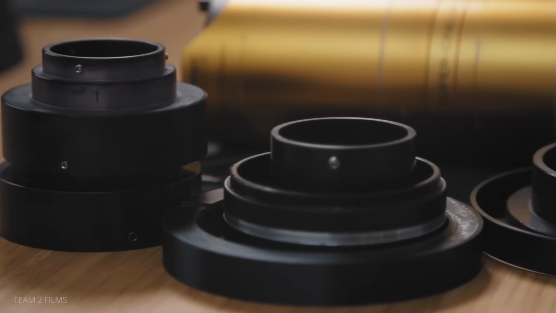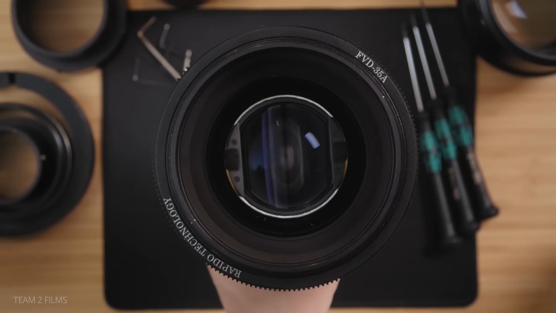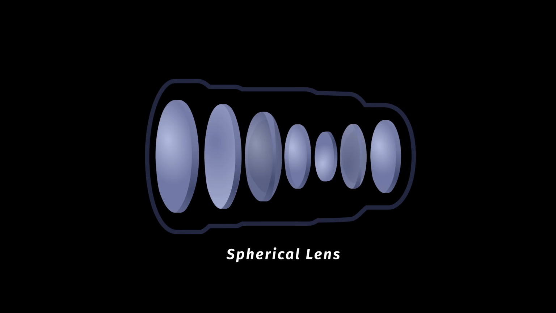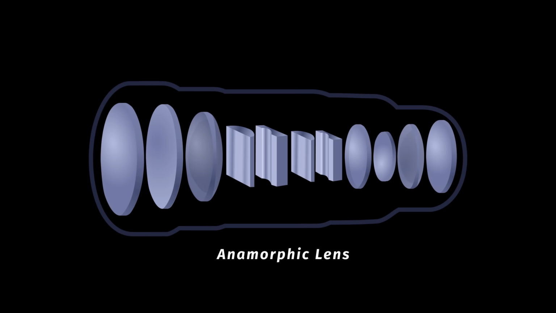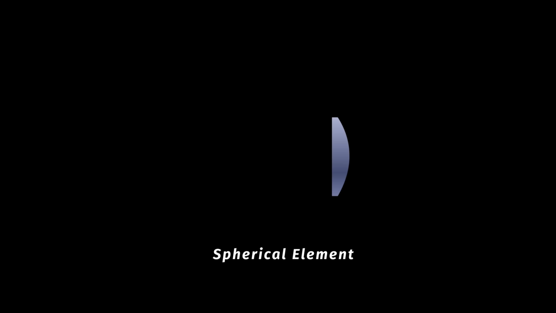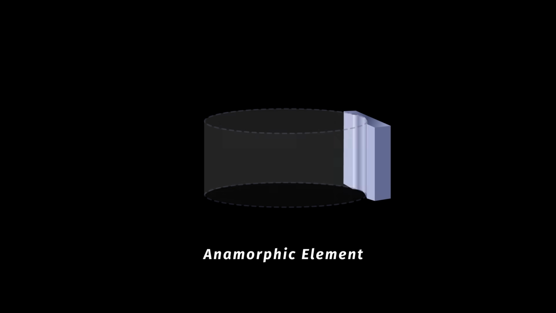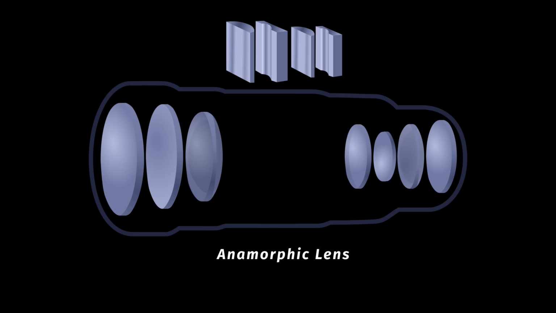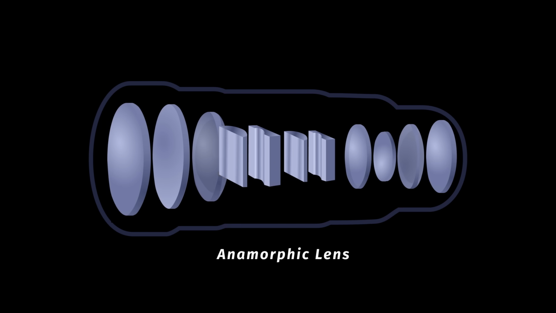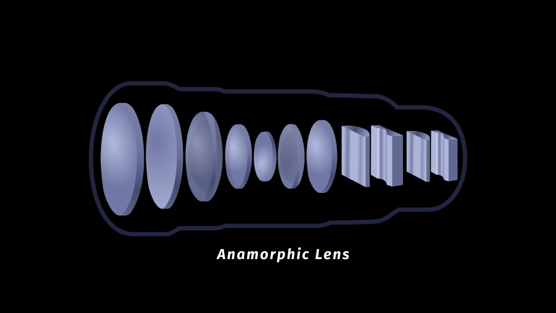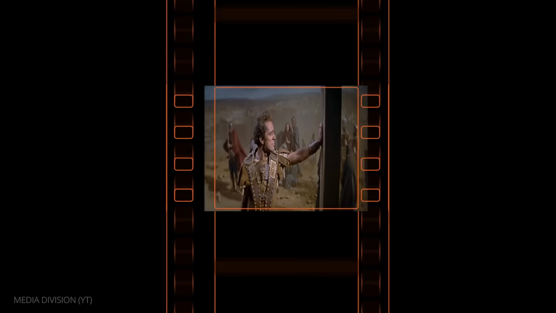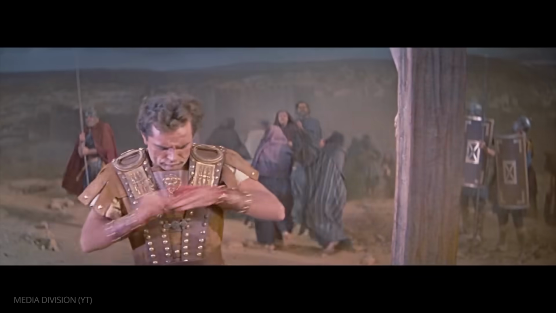In their construction, anamorphic and spherical lenses are very similar. Anamorphic lenses are really just spherical lenses with additional elements, collectively called an anamorphic block. As mentioned, normal lenses feature elements with a spherically curved surface. Anamorphic elements have a cylindrical curve. This block, either placed at the front, middle, or rear of the lens, is what allows the anamorphic lens to capture a wider field of view.